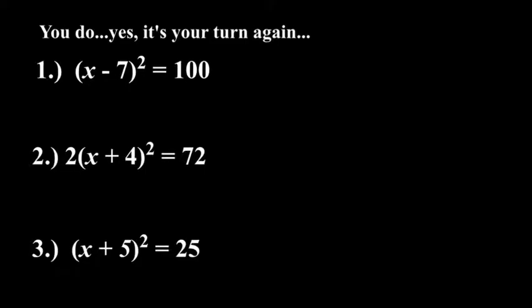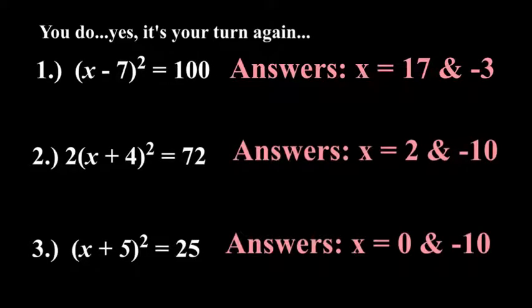Welcome back. And here are your answers. First one, pretty straightforward. You're going to do the square root of both sides, which is going to make this a 10. Then you'd be adding 7 for the 17, and adding 7 to the negative 10 would give you a negative 3.